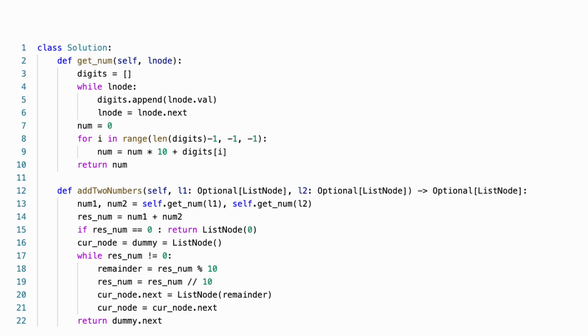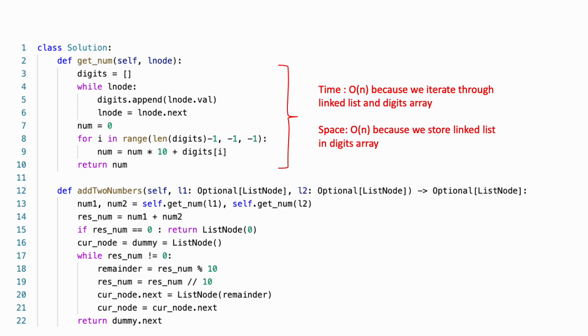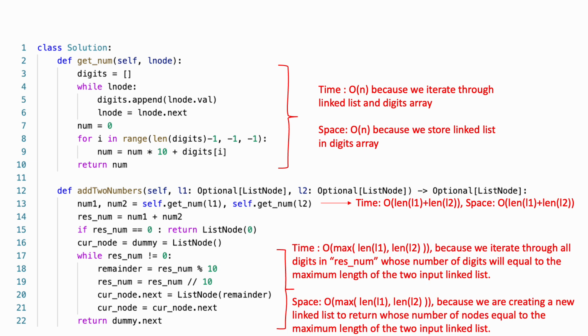Let's do the time complexity and space complexity of our code. The time complexity of the getNum function is O of n because we iterate through each node of the linked list and each element of the digits array. The space complexity of this function is O of n because we store all the node values of the linked list in the digits array. For line 13, the time complexity is O of length of L1 plus length of L2. Space complexity is O of length of L1 plus length of L2.